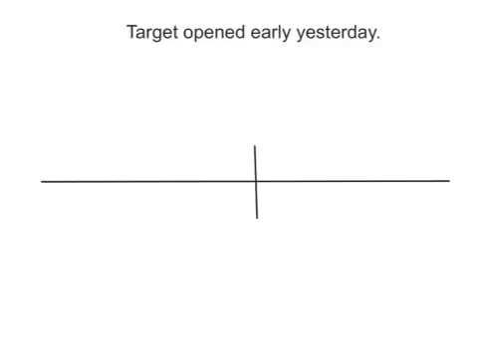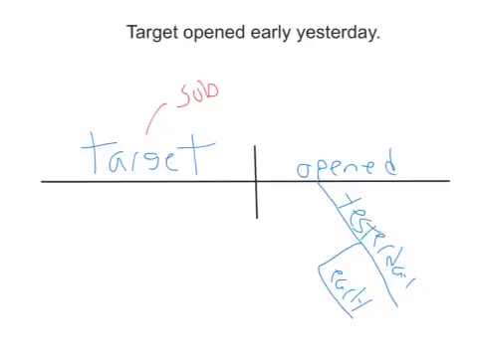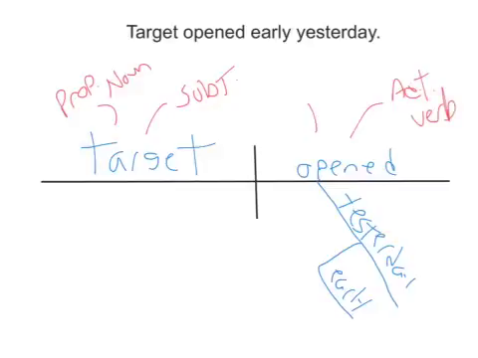This is another one of those easy ones here. "Target opened early yesterday." So what's the sentence about? It's about Target. So that's our subject. What did Target do? It opened. Target opened. When did it open? Yesterday. When yesterday? Early yesterday. So we have our subject. Subject. This is a proper noun, capitalized. It's the name of a store. What did Target do? Opened, so that's an action verb. It's also the predicate, part of the predicate. Yesterday is an adverb because it's telling us when it opened and how yesterday, early yesterday. So this is an adverb as well.